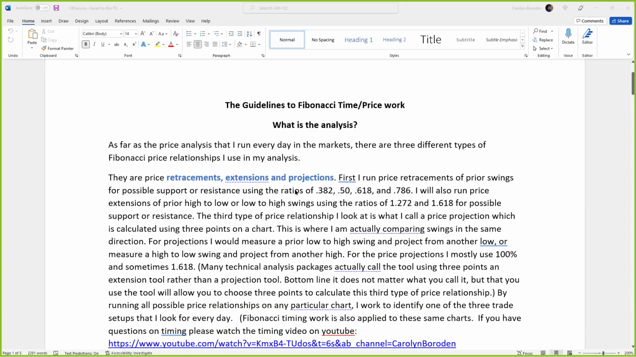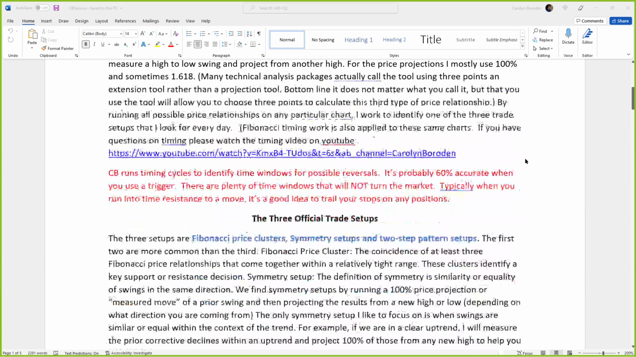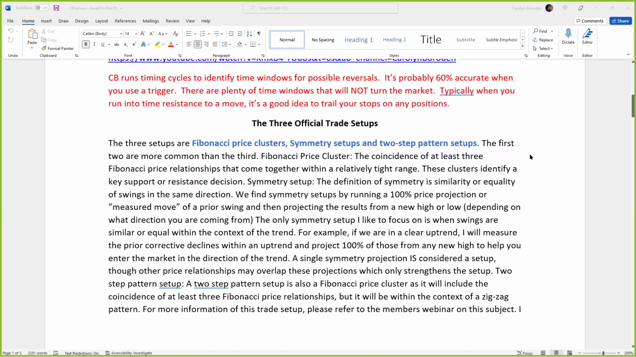This just talks about what I'm doing as far as the analysis is concerned. I'm running all possible retracements, extensions, and projections using these ratios, and we're pretty much looking for clusters. Now, as far as the three official trade setups that I run, I don't run the two-step every single day because it doesn't show up every single day.